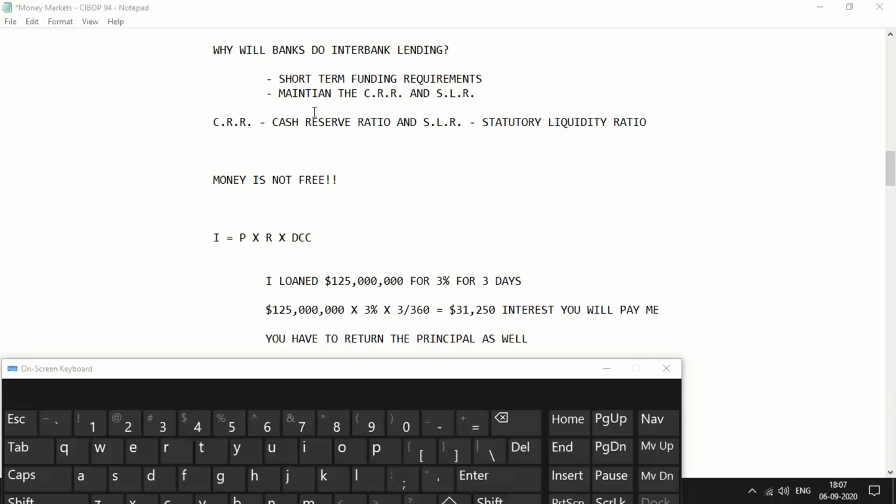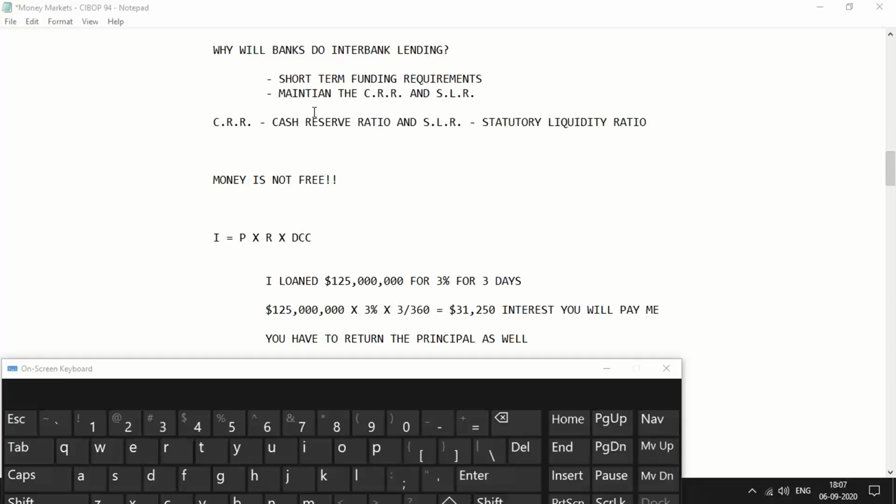So CRR and SLR are the terminologies used in India, right? So you're asking us to find the terminologies for other countries. Yes, exactly. Okay, cool. All right, cool. Now let's look at the money market instruments.